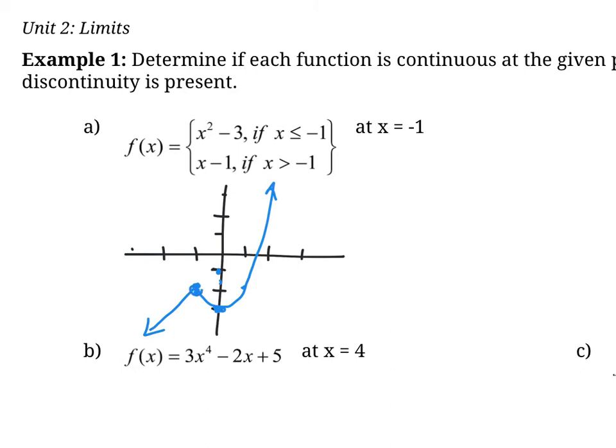Notice how, for both functions, they meet at this point. So is it continuous? And the answer is yes, because the two pieces of the piecewise function meet at the same point, -1, -2, so this is continuous.